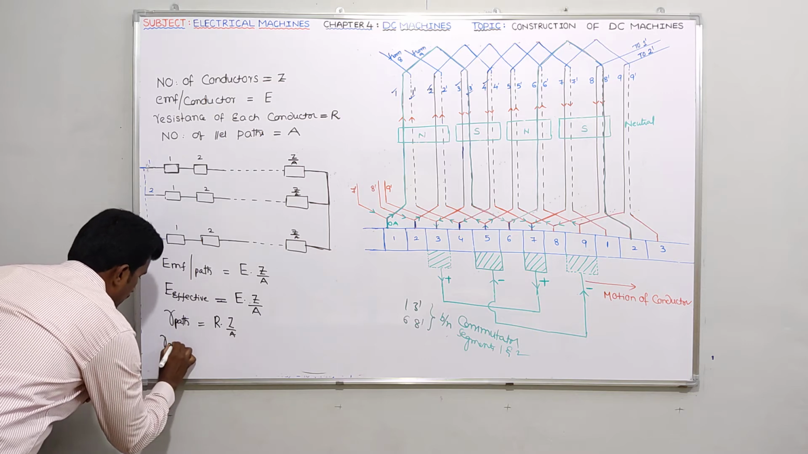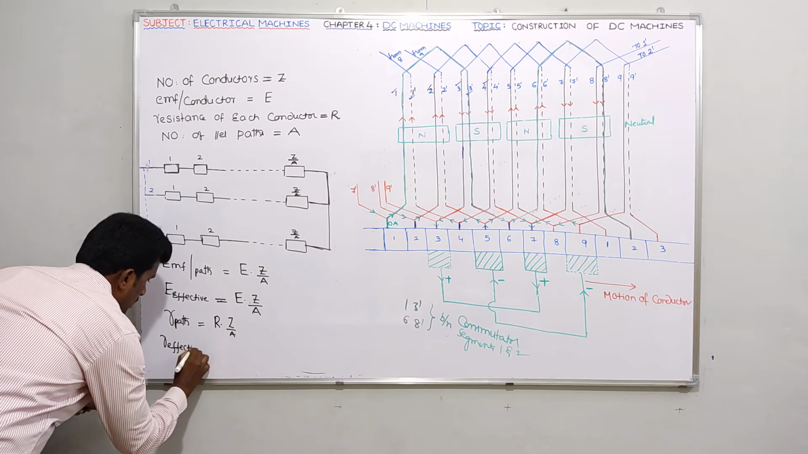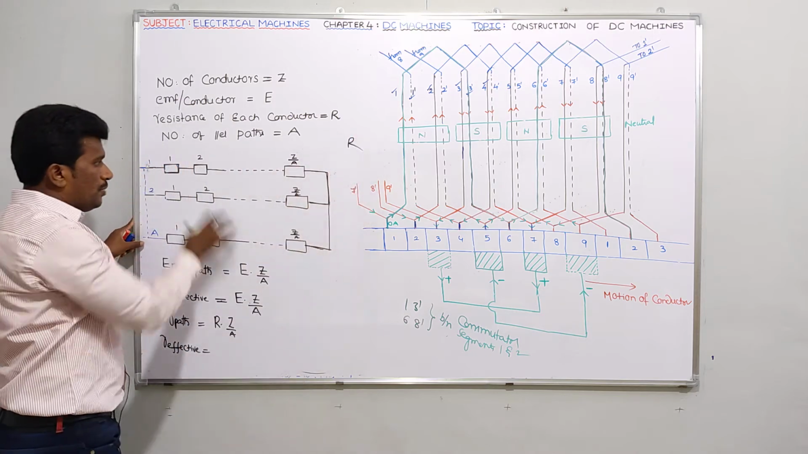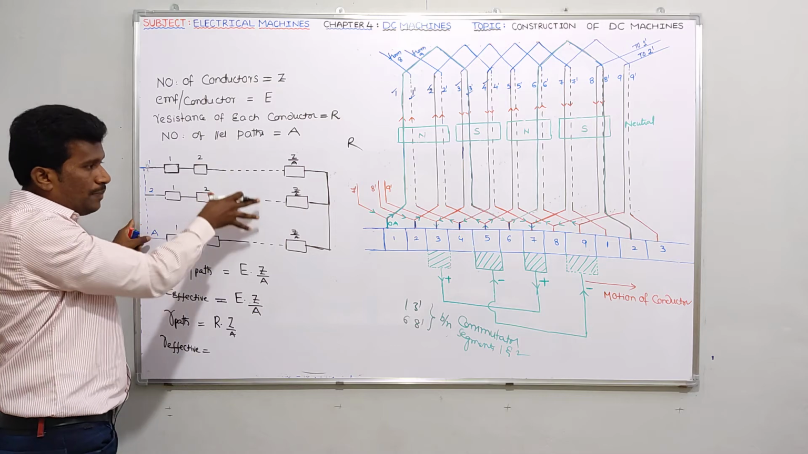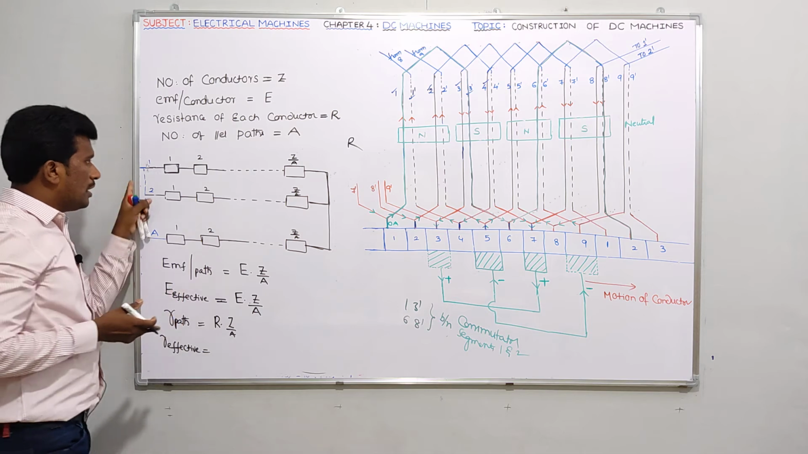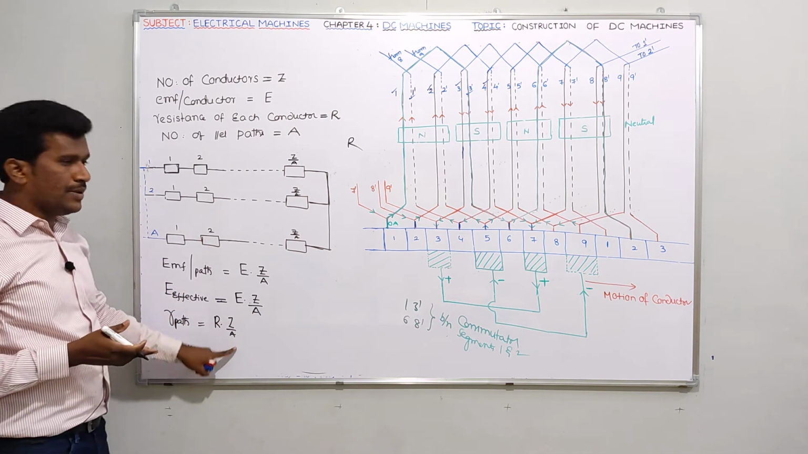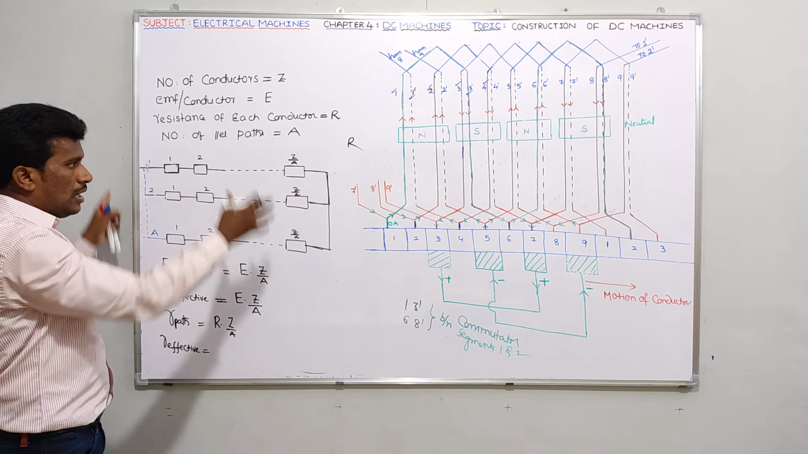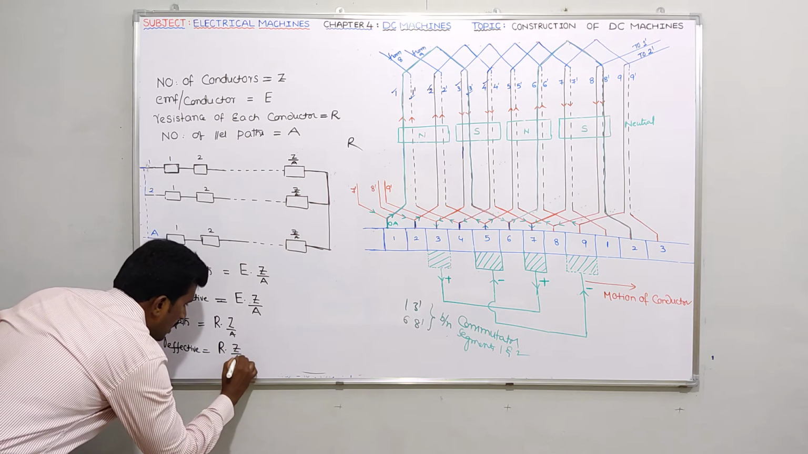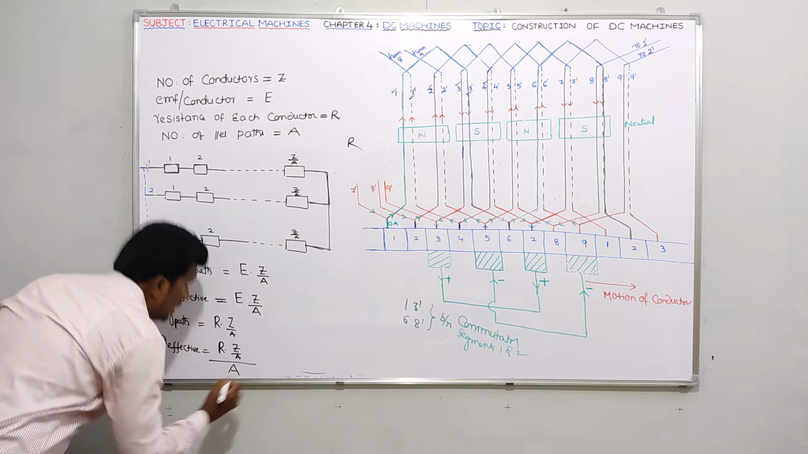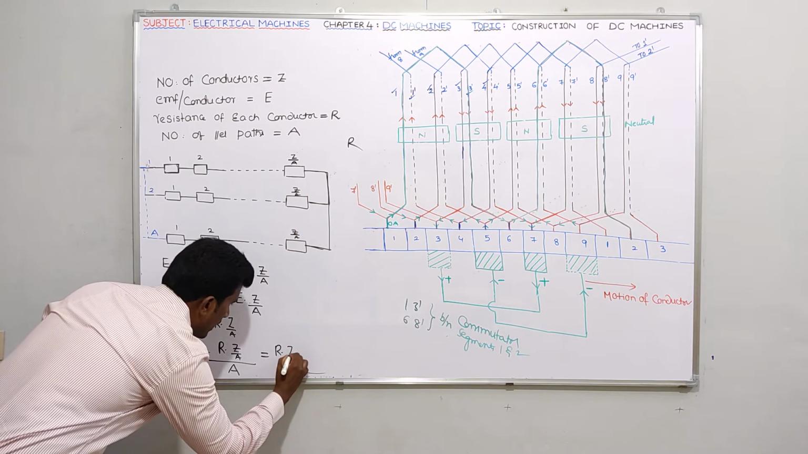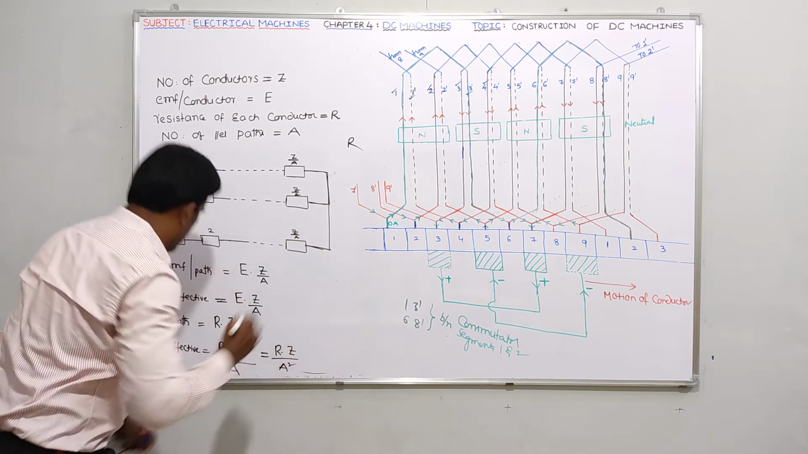So tell me R effective. I am asking once again, R effective. Very simple. Suppose, guys, the resistance for one parallel path is capital R. If there are four parallel paths and you want the effective resistance, it is R by 4. Like that, here each parallel path has resistance R into Z by A. For the overall effective resistance, it is R into Z by A divided by the number of parallel paths, which is A. So you get R into Z by A square as the value.